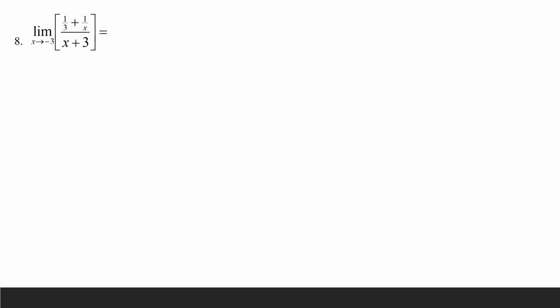Here we have the limit as x approaches -3 of (1/3 + 1/x) all over (x + 3). And already this is too many fractions. But let's try direct substitution first. So we'll directly substitute -3 in for x, since that is what our function is approaching. So we have (1/3 + 1/(-3)) all over (-3 + 3), and that was our direct substitution.